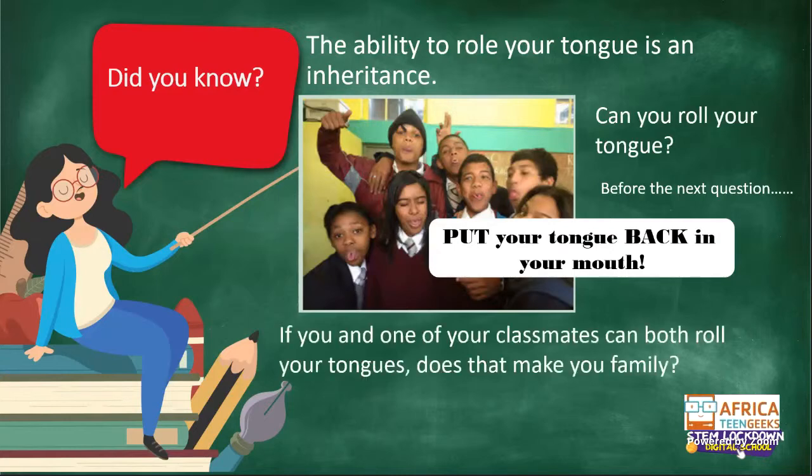My next question is, if you and one of your classmates can both roll your tongues, does that make you family? Yes or no? Many of you in this class said that you can. Correct, that does not make you family. It just means that your families have coincidentally the same traits that they can send off. There's a good answer from Lefa: we don't share parents, so that means that we are not family, but we are all from the same species.